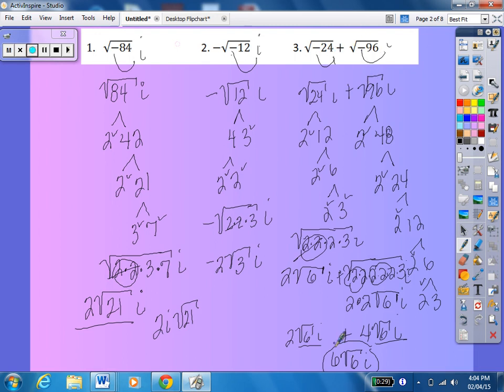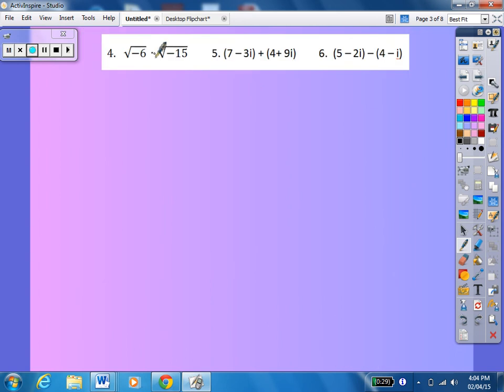Okay, so carefully break them down, and if they have matching square roots and matching variables or imaginaries, then you can add the numbers that you took out of the originals. Okay, next one here we have a multiplication problem. It's the same process as before.